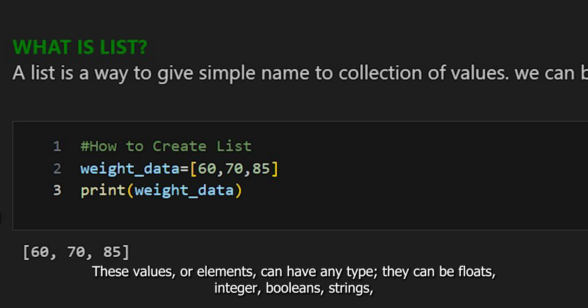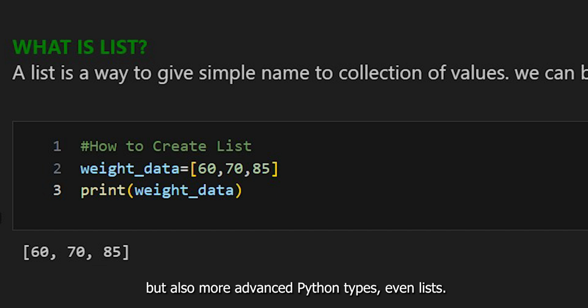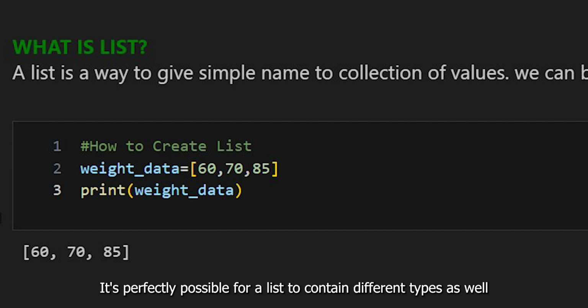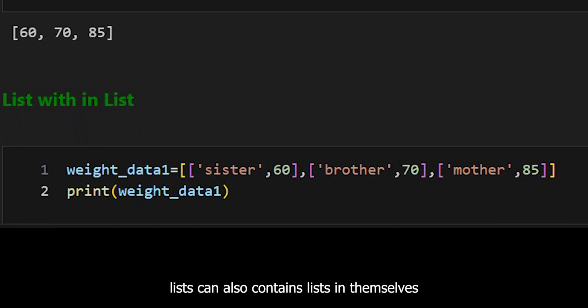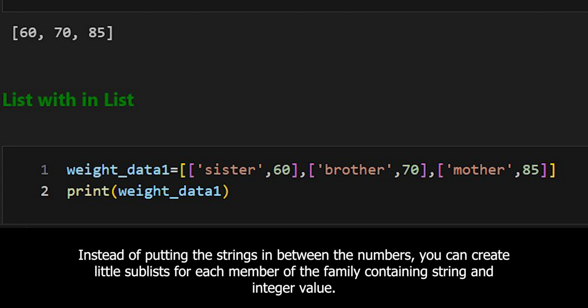These values, or elements, can have any type. They can be floats, integers, booleans, strings, but also more advanced Python types, even lists. It's perfectly possible for a list to contain different types as well. Lists can also contain lists themselves. Instead of putting the strings in between the numbers, you can create little sublists for each member of the family containing a string and an integer value.